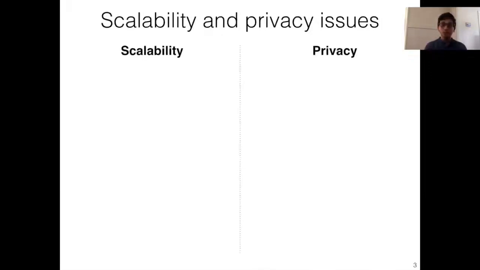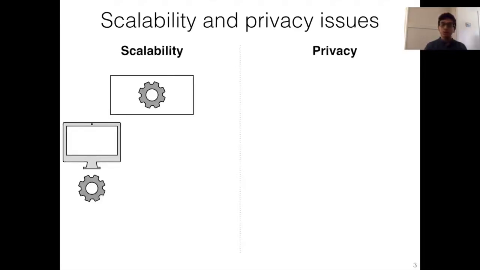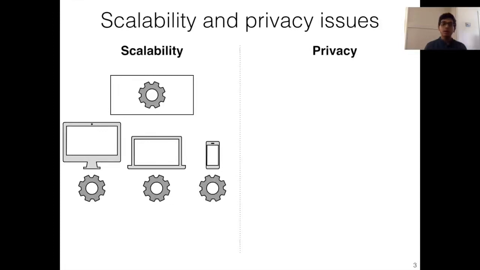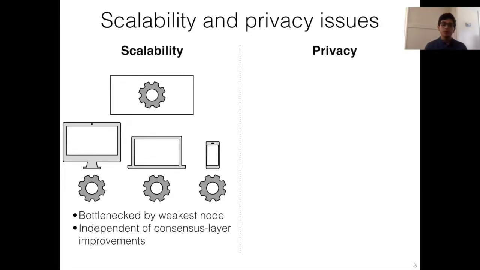From a scalability perspective, the problem is that if your network consists of nodes which have different computing power, then transaction verification is bottlenecked by the weakest node. And this is a problem even if you have the best underlying consensus mechanism in the world. You still have to wait for the weakest node to verify the transaction.